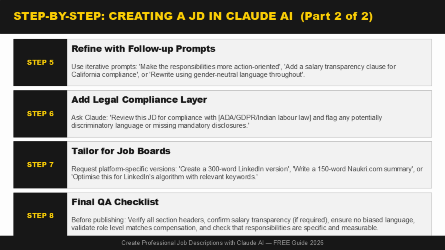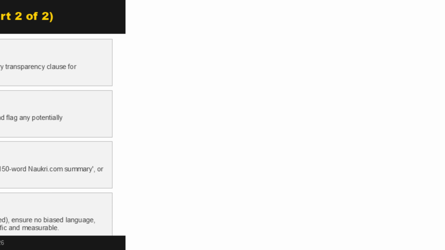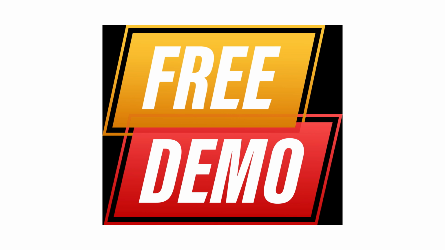Step 7. Tailor for specific job boards. Ask for a 300-word LinkedIn version or a keyword-optimized Indeed version. And Step 8. Run your final QA checklist before publishing. Verify all sections are present, confirm salary transparency where required, check for any biased language, and ensure responsibilities are specific and measurable. Now let's watch a live demo and see how easy it is.